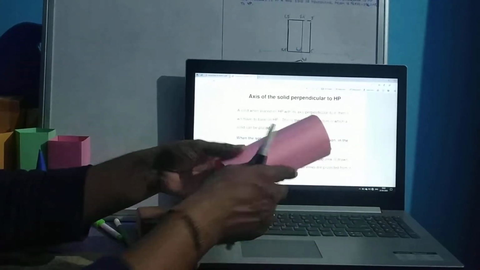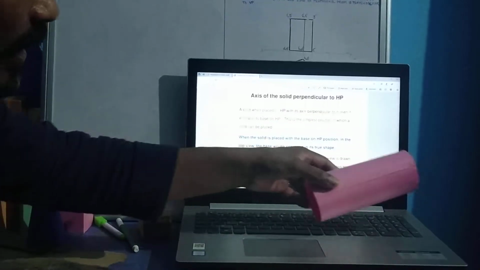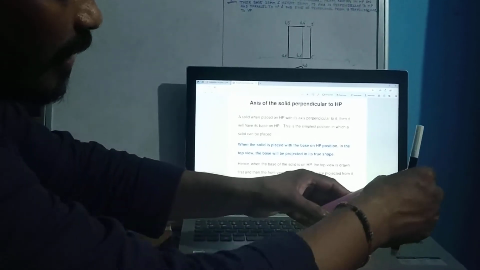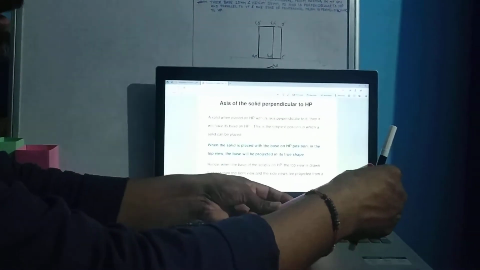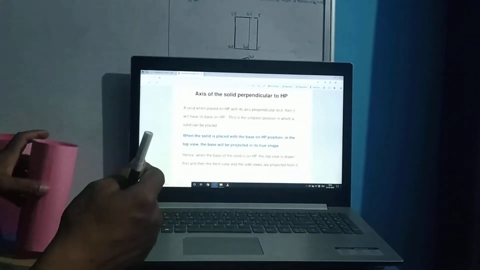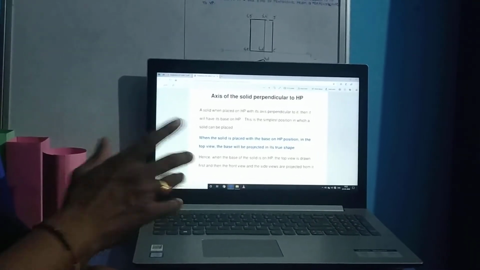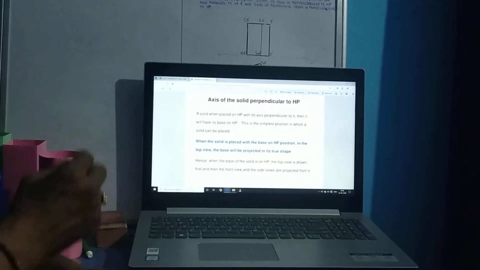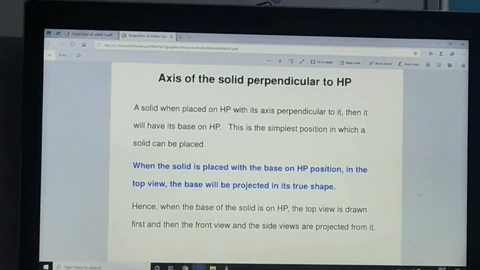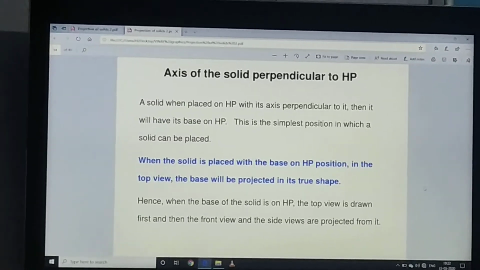The fifth way may be inclined to both planes. Maybe the solid may be inclined to the HP plane and inclined to the VP plane like this. This is with inclination with HP, and if slightly inclined like this, this is inclination with VP. The solid may be placed like this, with inclination with HP and inclination with VP. So what I said is there may be any solid, maybe cylinder, maybe cone, maybe any prism, maybe any pyramid. Any particular solid may be placed in our first quadrant in different manners. I explained there are 5 manners by which we can place that solid.